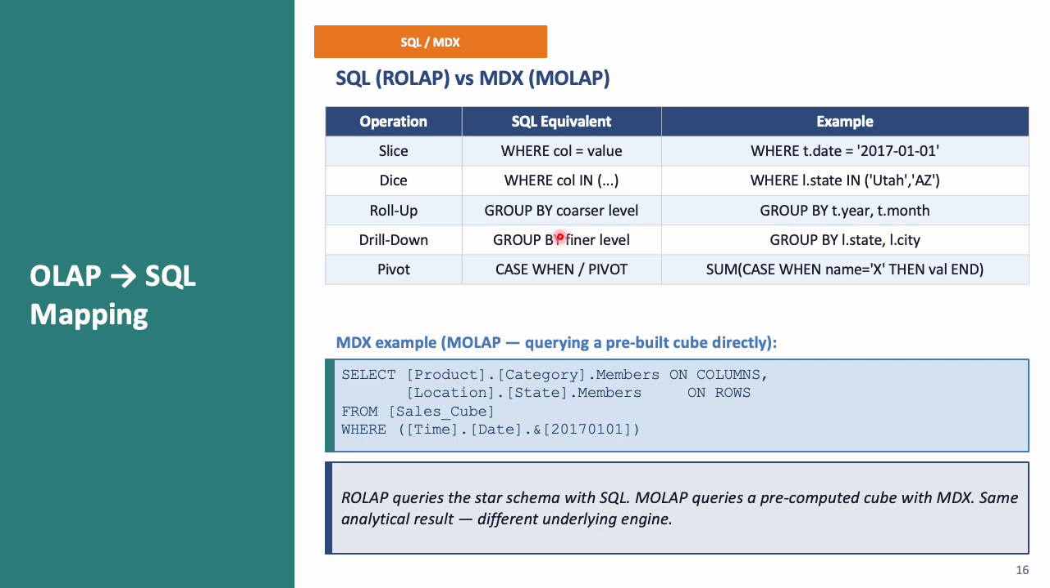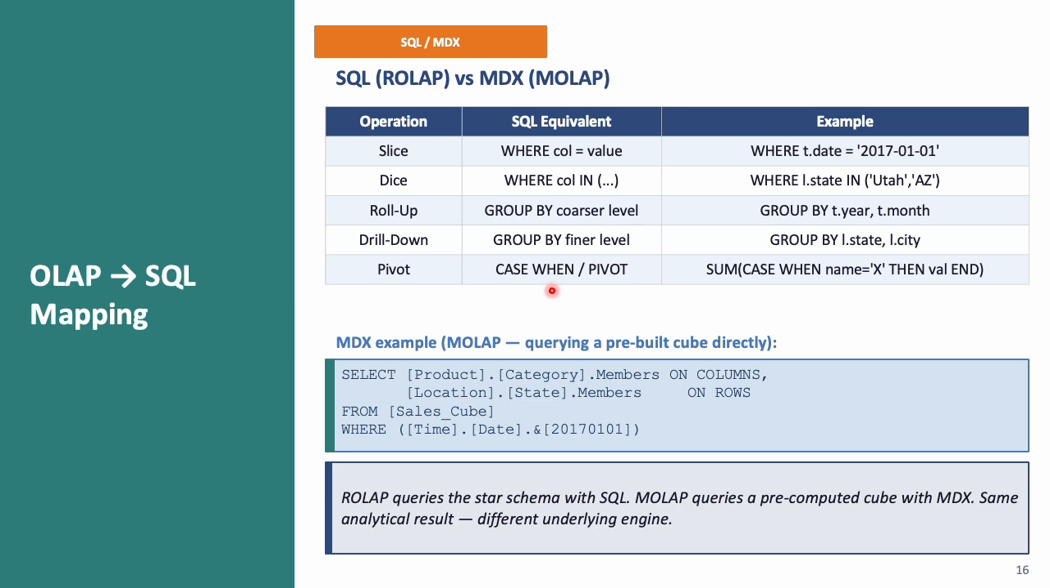Roll-up corresponds to a group by at a higher level of a hierarchy, such as grouping by month instead of day. Drill down corresponds to a group by that includes a finer level of the hierarchy, such as adding city alongside state. And pivot corresponds to conditional aggregation using case when expressions or the native pivot keyword where supported.